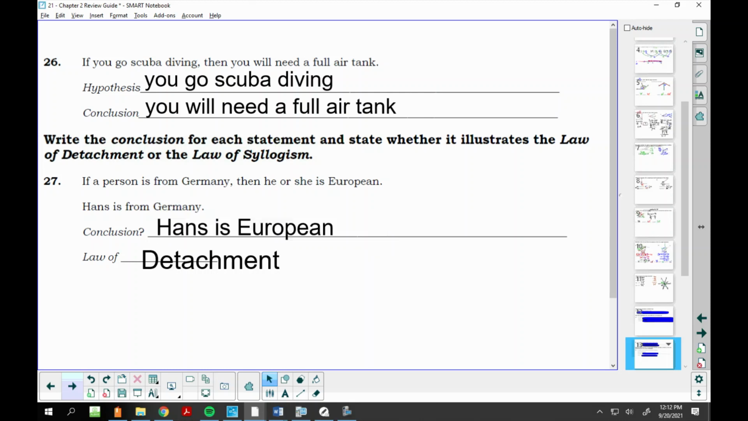Don't say him or her, say Hans is European, because I'm saying Hans is from Germany. So if a person is from Germany and I'm saying Hans is from Germany, we can conclude that Hans is European. So law of detachment, they give you a true hypothesis, so we say a true conclusion.